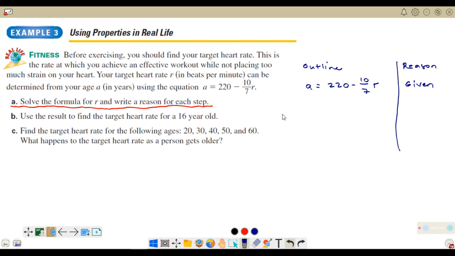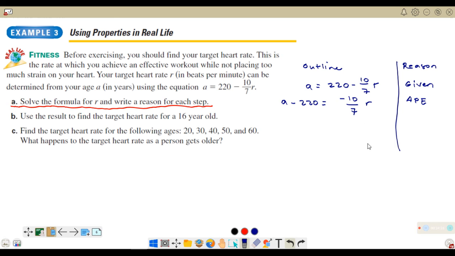Okay, now move tayo dun sa kabila. So we have to eliminate 220 from the right-hand side by using, ano gagamitin natin? Subtraction property of equality. So, SPE, or ang preference ko ay APE na lang. We have A minus 220 is equal to negative 10 over 7R.